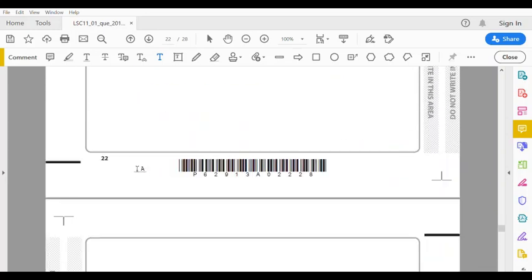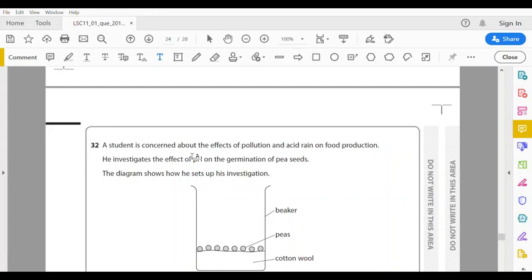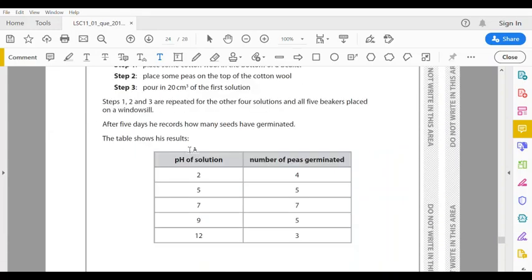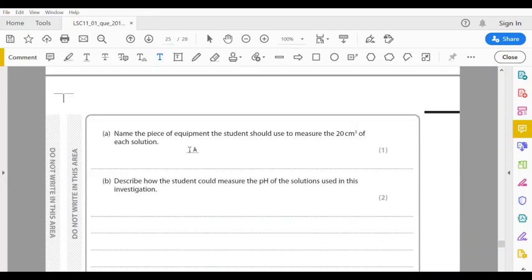Next question. The student is concerned about the effects of pollution and acid rain on food production. So he is explaining the experiment. pH values are given, number of peas germinated are given. Name the piece of equipment that the student should use to measure 20 cubic centimeters of each solution. So that should be a measuring cylinder.